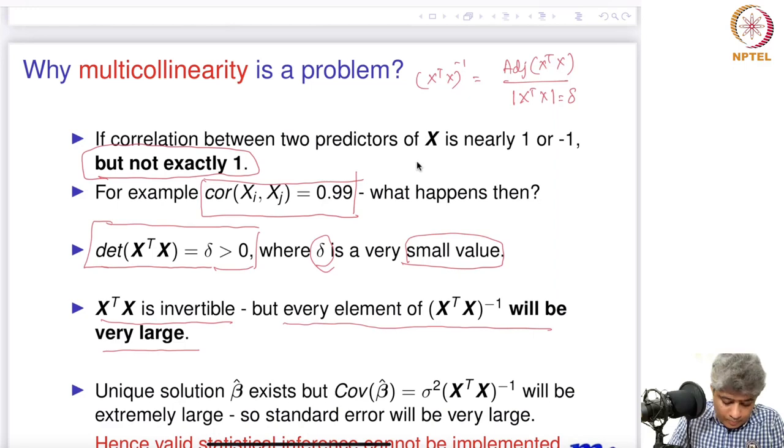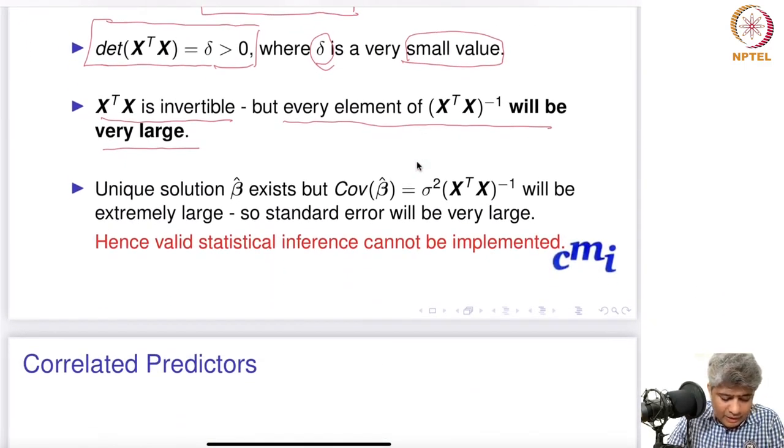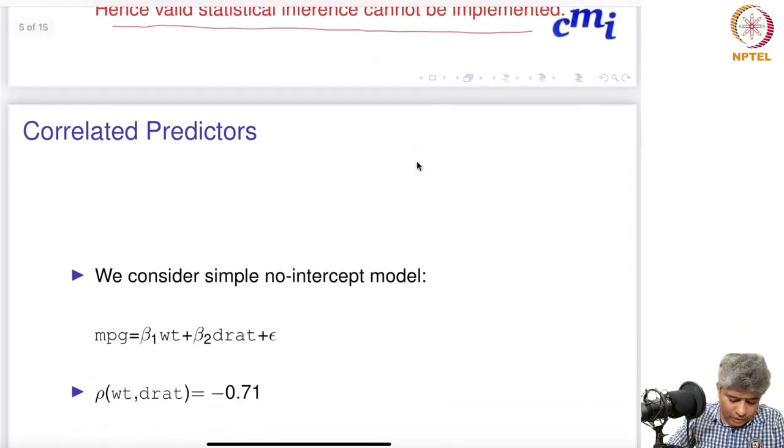So what will happen in this case is that a unique solution of β hat exists, but the covariance of β hat will be extremely large. Every element of the covariance of β hat will be extremely large. So naturally the standard error of β hat will be very large. Hence valid statistical inference cannot be implemented. What does it mean actually?